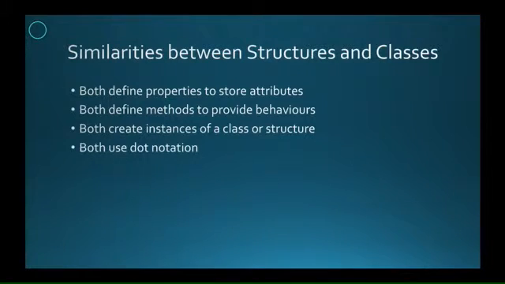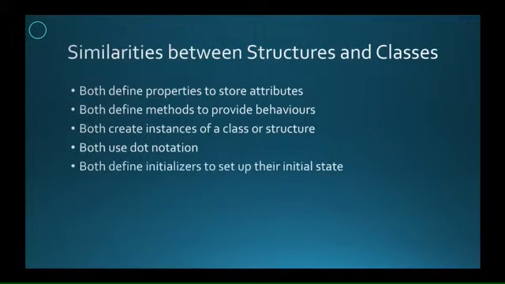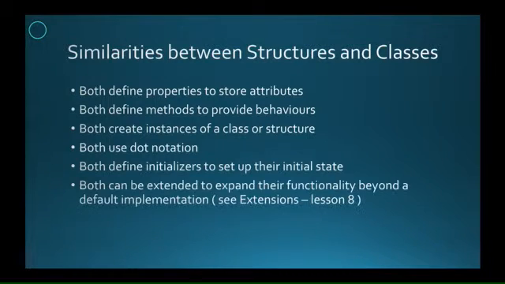Both use dot notation. So whenever you want to update the value of a property or output the value of a property or call a method, you would use dot notation. Both of them use initializers or init methods to set up the initial state of their properties. Both of them can be extended to expand their functionality beyond a default implementation.